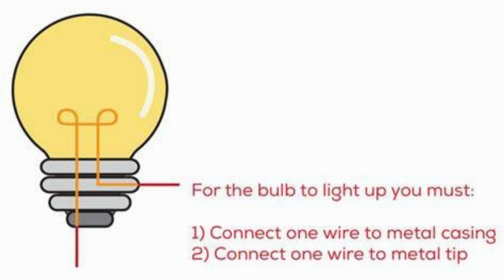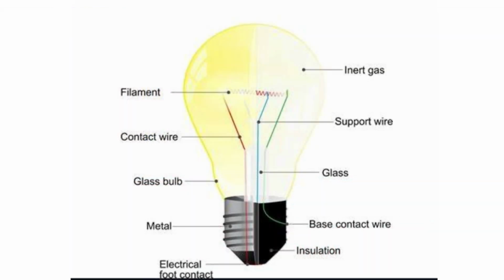One of these thick wires is connected to a metal case at the base of the bulb. The other thick wire is connected to the metal tip at the center of the base. Inside the glass, an inert gas is also present, which helps the filament to glow.